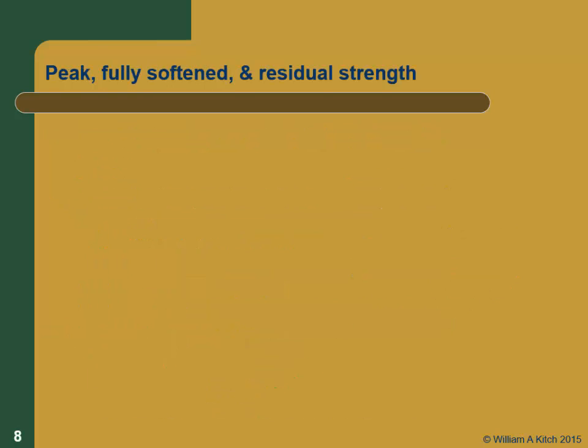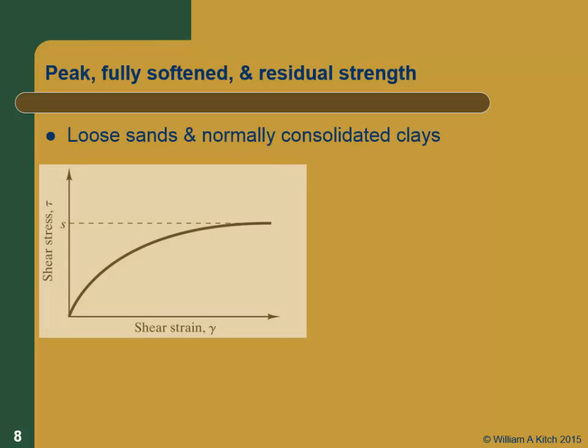All right, let's talk about how the strength parameters can actually change over time. Let's pretend we just have, you can think of this as a direct shear test or triaxial test, I don't care. If we're shearing a soil like a loose sand or a normally consolidated clay, these materials are strain hardening, and you can think of this as shear strain if it's a triaxial test, or if you want to think of it as lateral displacement in a direct shear test, that's fine.